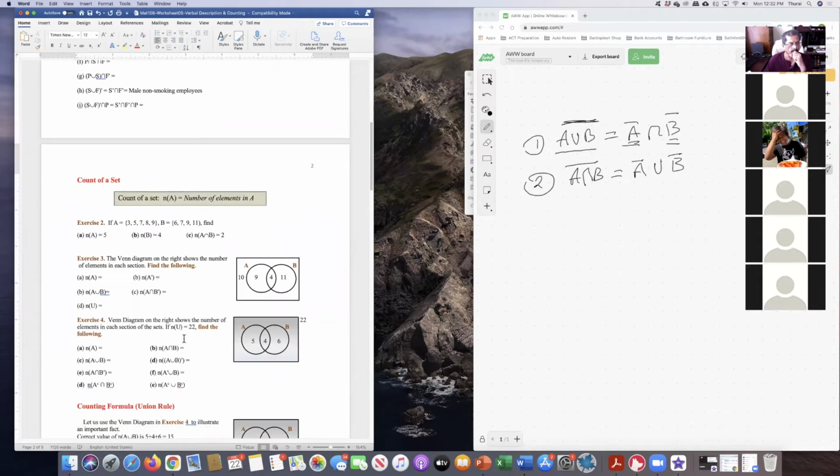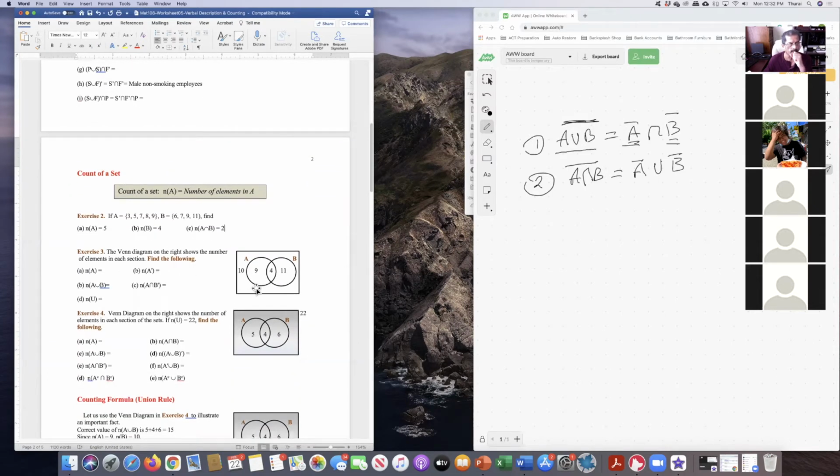Okay, now going to the Venn diagram. The count of elements in each section is given. So the 9 is the number of elements in the part of A that's outside of B. 4 is the number of elements common to A and B. 11 is the number of elements in the part of B that is outside of A. 10 is outside of both circles. They write the 10 anywhere outside. That means 10 is the number of elements outside both circles.